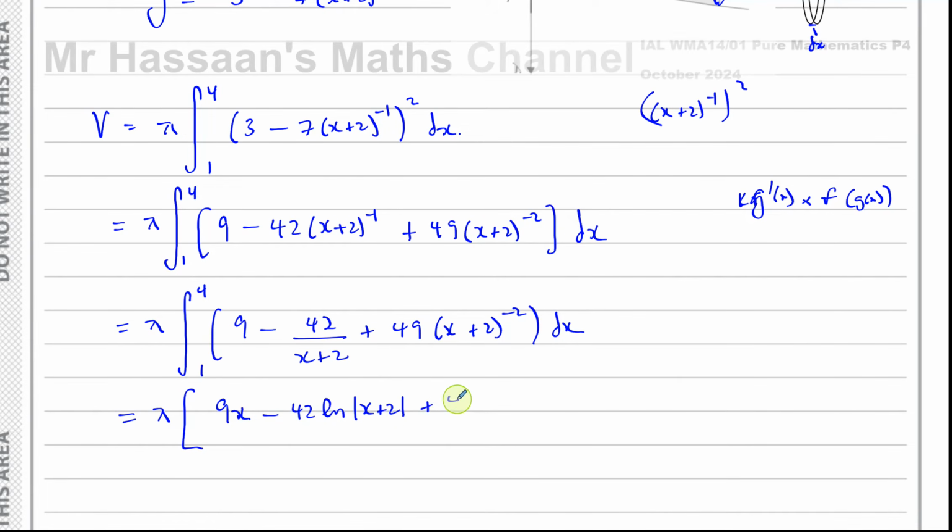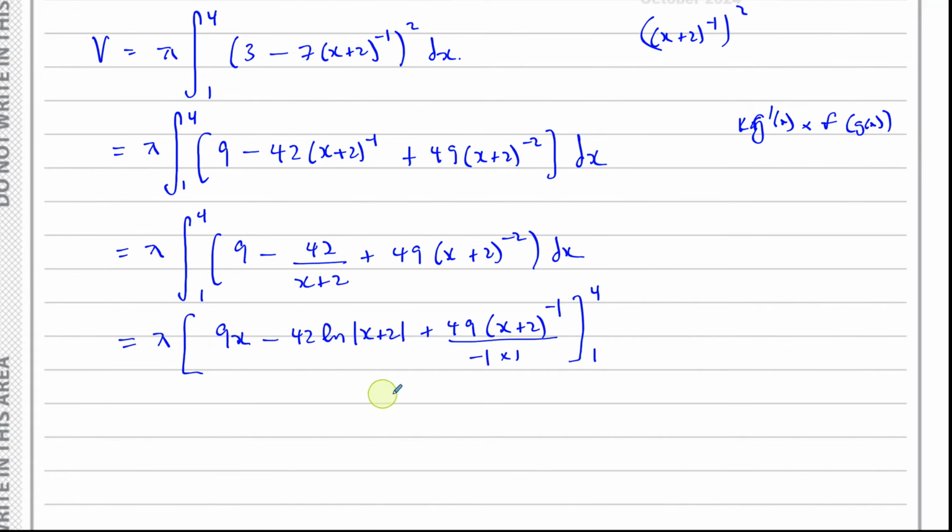And here we're going to have 49 times x plus 2 to the power of negative 1. Add 1 to the power. Divide by the new power and also by the differential of what's inside the function, which is just 1. And we're almost ready now to start putting the values in. Let's just simplify this last thing a little bit. So that's going to be pi times 9x minus 42 times the ln of the modulus of x plus 2 minus 49 over x plus 2 between the limits of 4 and 1.